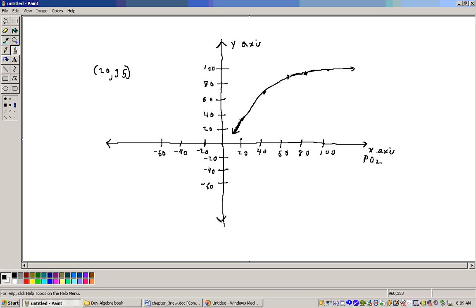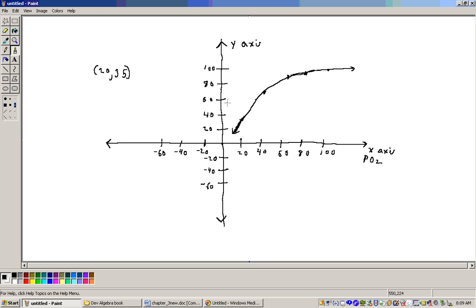When the percent saturation of hemoglobin, that's your y-axis, is at 60%, what is your PO2 level? So I'll go up here to 60, go across till I hit the curve, and I see that that's pretty close to 40 right there.